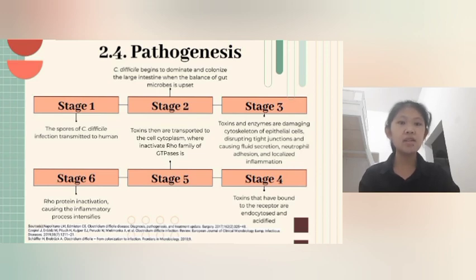Stage 3, toxins and enzymes are damaging the skeleton of epithelial cells, disrupting tight junction, and causing fluid secretion, neutrophil infiltration, and localized inflammation. Stage 4, toxins that have bound to the receptor are endocytosed and acidified. Stage 5, toxins then are transported to the cell cytoplasm, where inactive family of GTPases is. And the last stage, protein inactivation, causing the inflammatory process to intensify. So that's all from me. The next material will be brought by my friend.